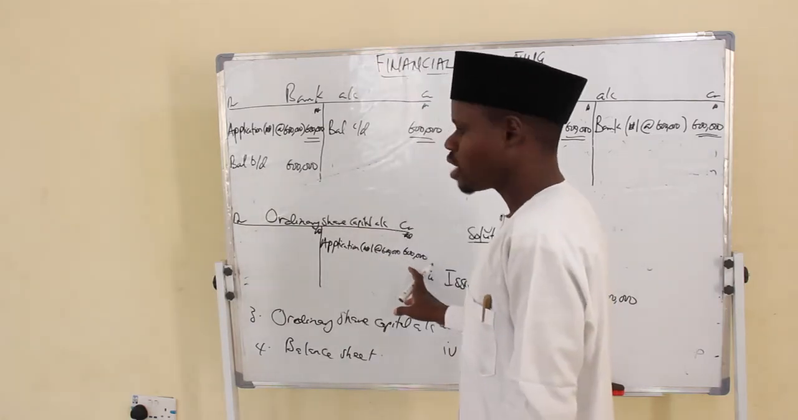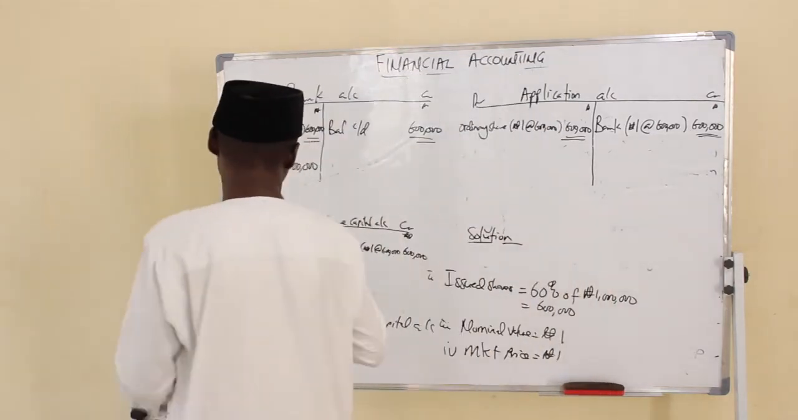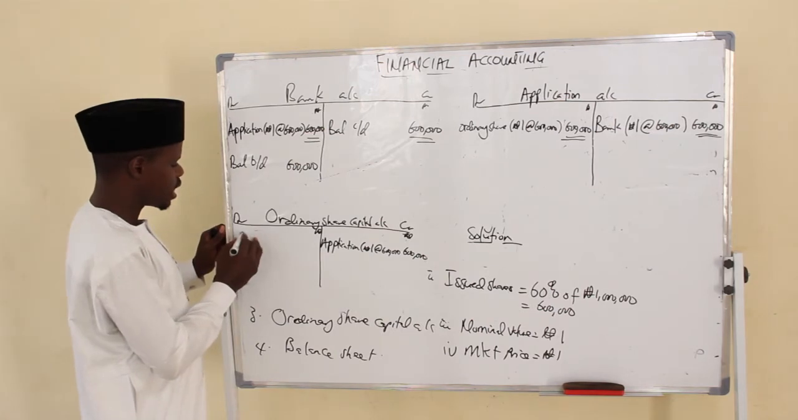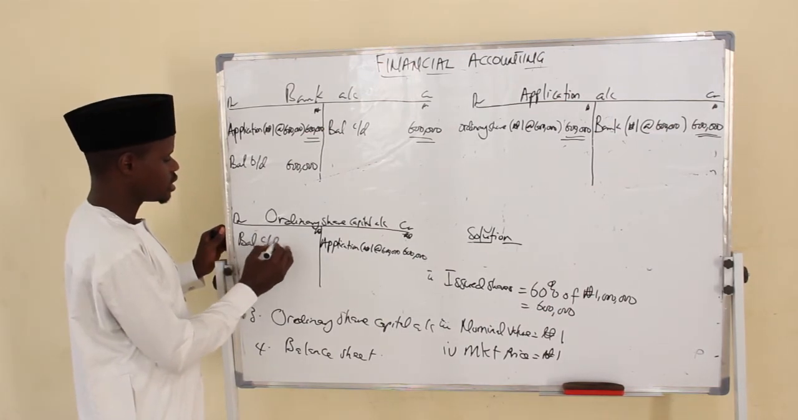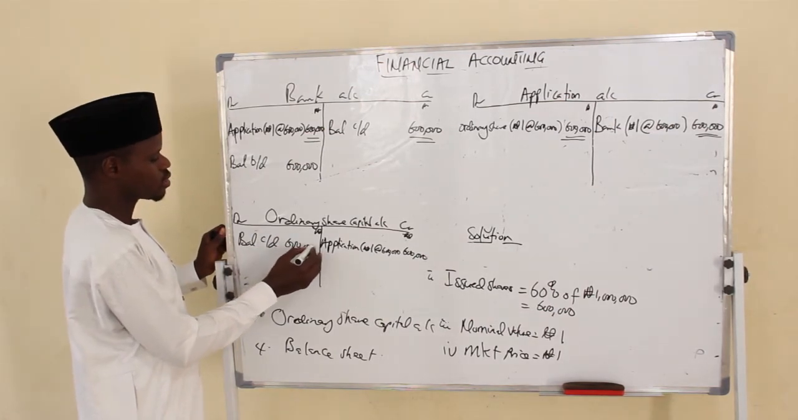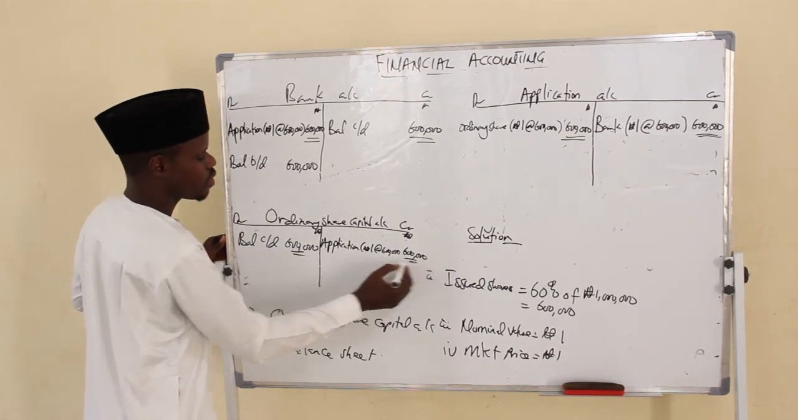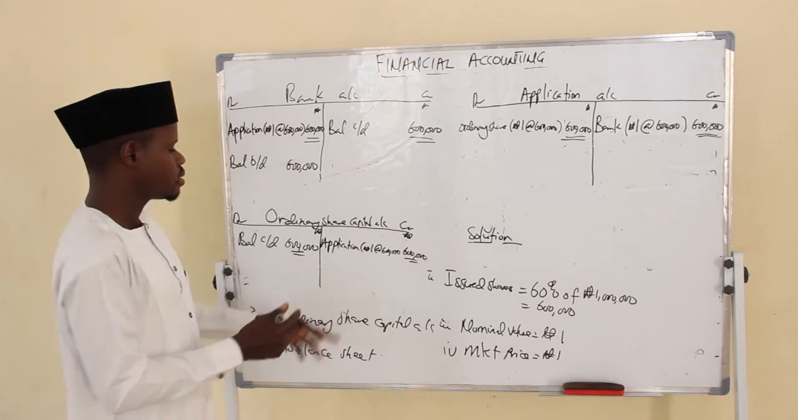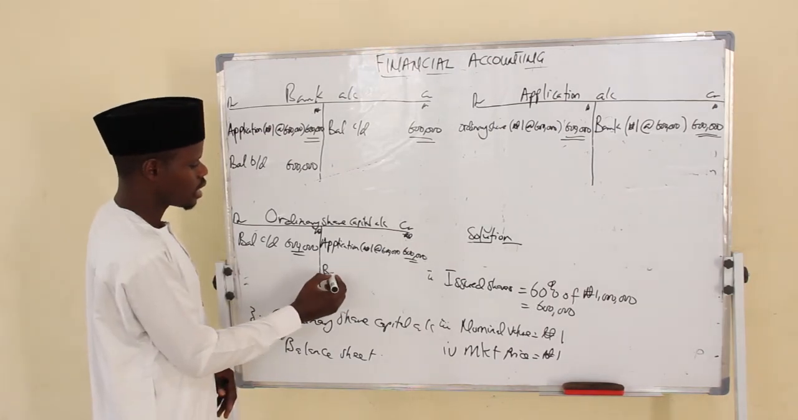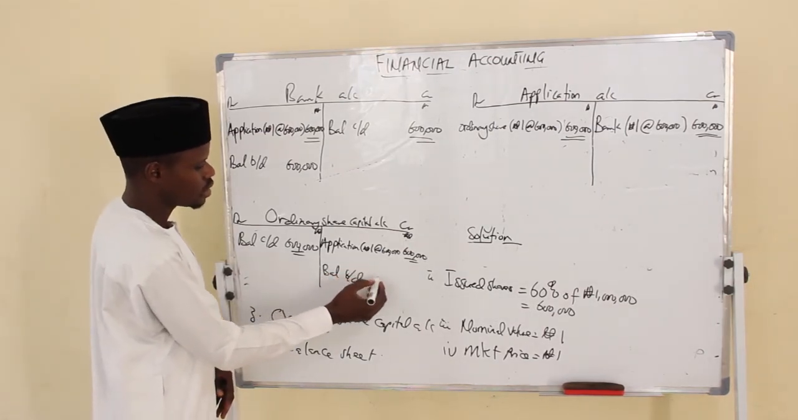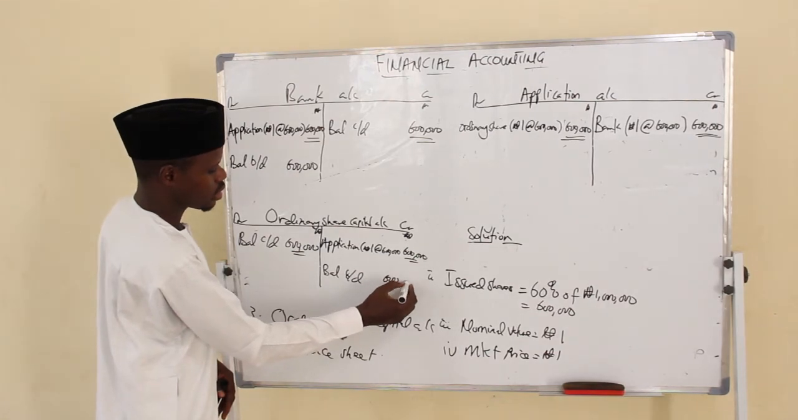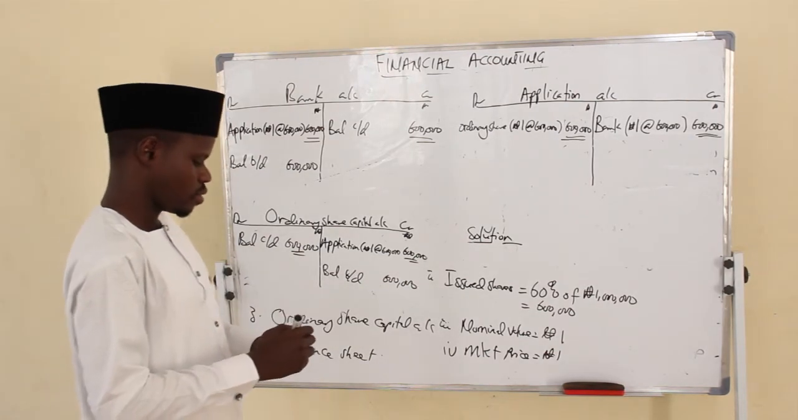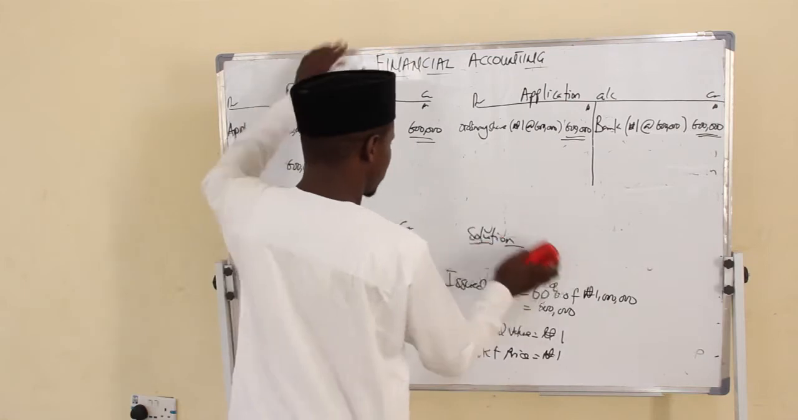The next account for us to balance is the ordinary share capital account. On the credit side, we have 600,000. On the debit side, we have nil. So we'll write balance CD 600,000. For every balance carried down, there must be a corresponding balance brought down. I'll write a balance BD 600,000. We are through with the balancing of the accounts.